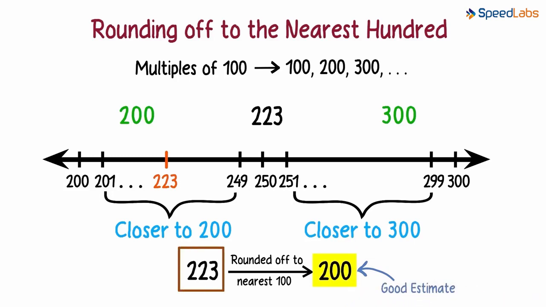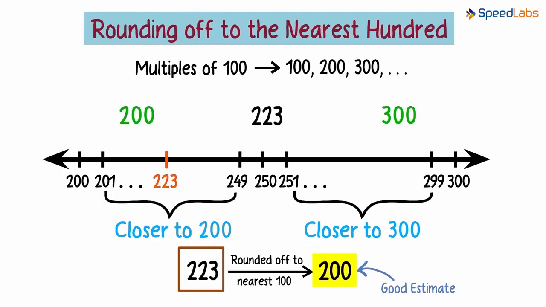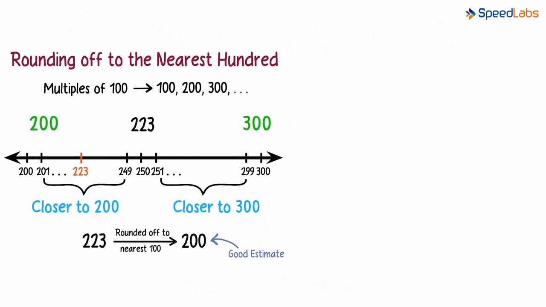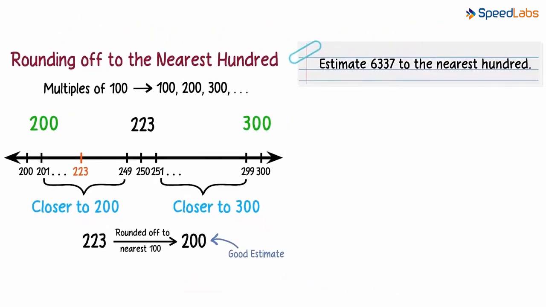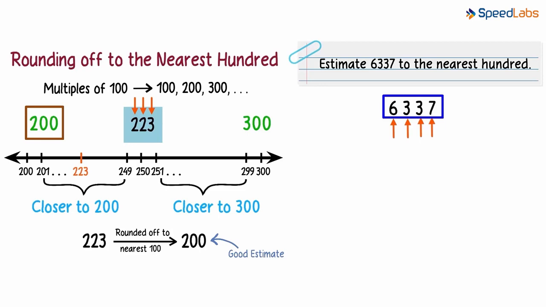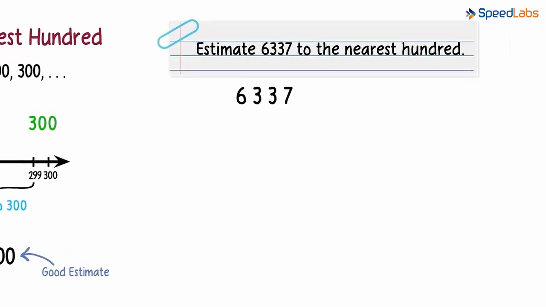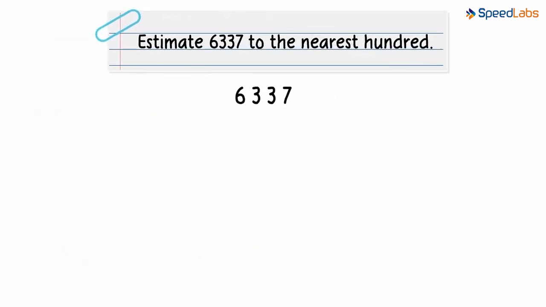Now that we know how to round off numbers to the nearest 100, let us now look at an example. Here it is. When we looked at 223, it had 3 digits and we rounded it off to 200. But this number has 4 digits. What do we do in this case? It's very easy. When we want to round off a number to the nearest 100, we just observe the number up to the hundreds place. We will look at only this part of the number.